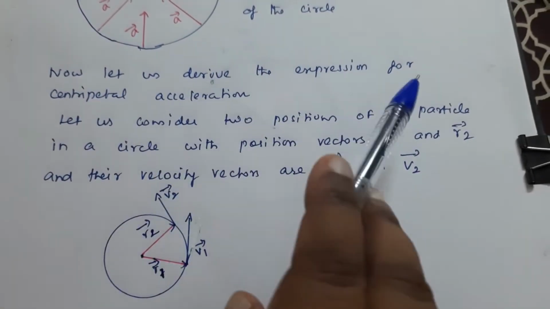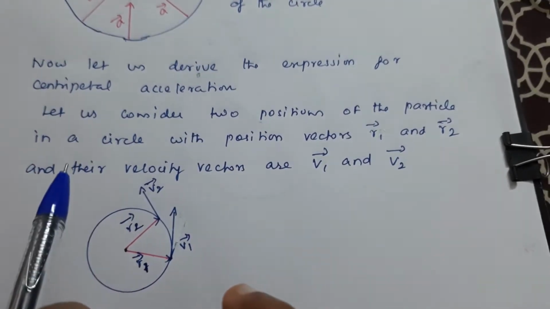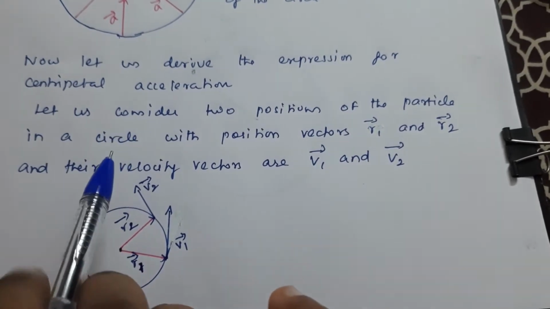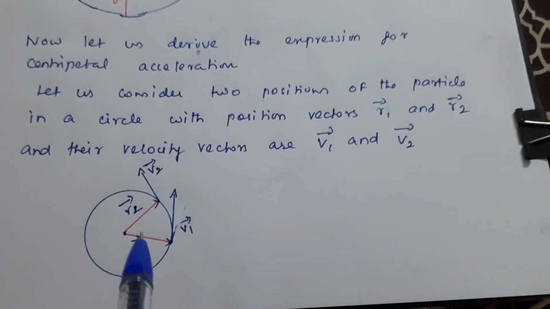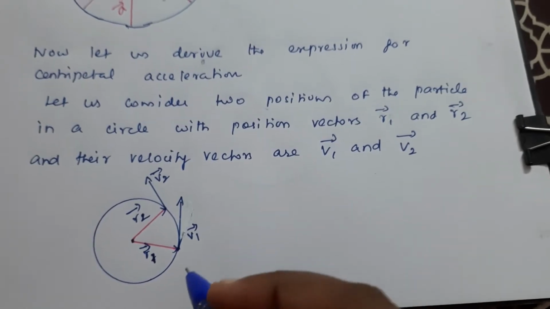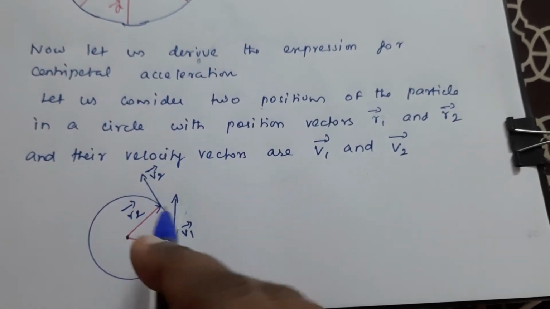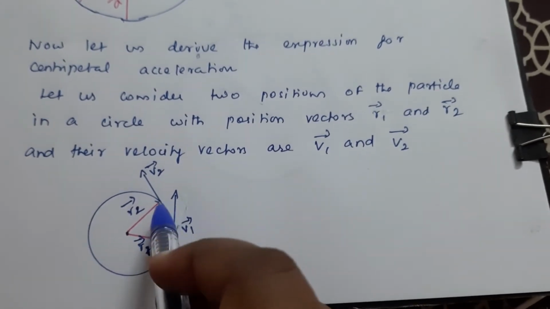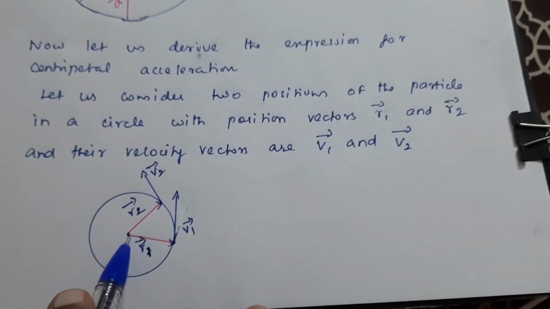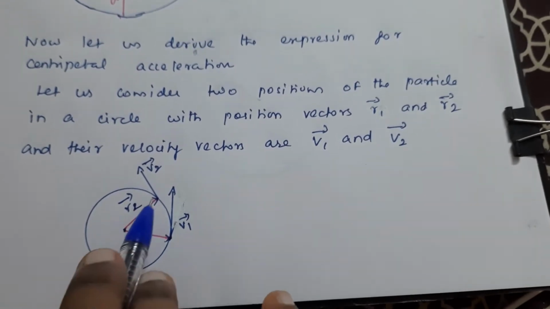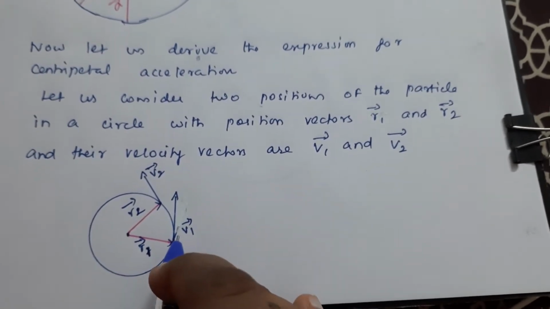Let us derive the expression for centripetal acceleration. We are going to consider two positions of the particle in a circle, with position vectors r1 and r2. This is one position of the particle and this is another position of the particle. Here it is r1, and here it is r2, and their respective velocity vectors.